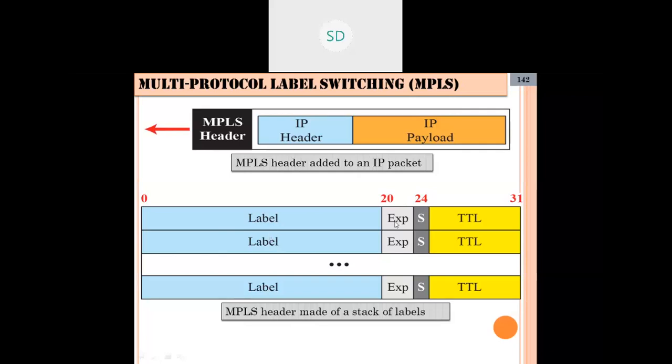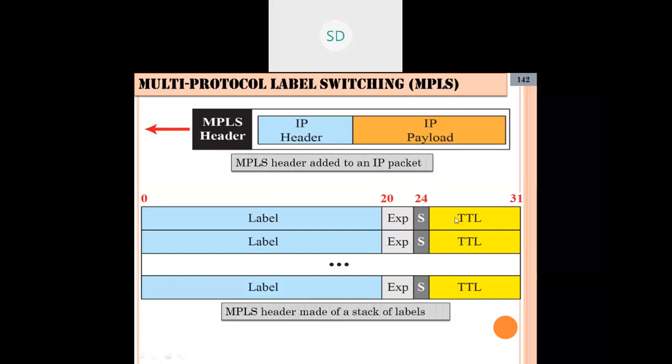Along with that, the next information is EXP. EXP is a 3-bit field which is reserved. Actually it is not used; it is reserved for experimental purposes. The next bit is a single bit, S, which we call the stack field. S is a stack field that defines the situation of the subheader in the stack. When that bit is 1, it means that the header is the last one in the stack. If it is pointing to the last label, that is the last header, then this S will be set to 1, or else it will be set to 0.